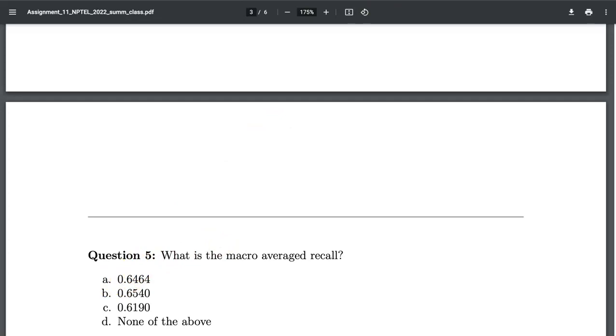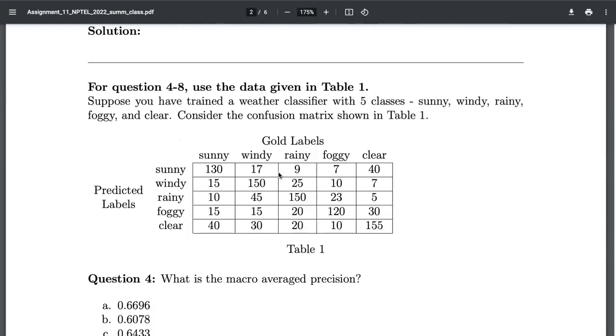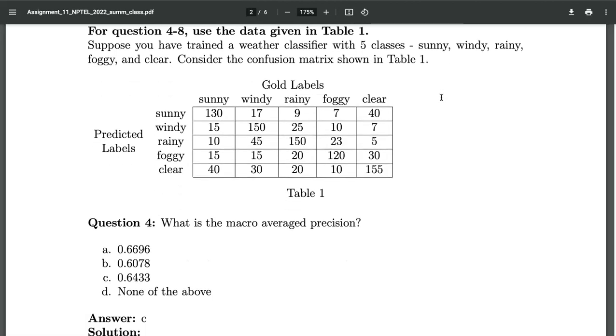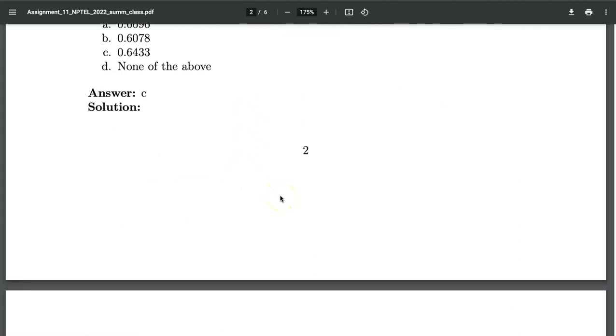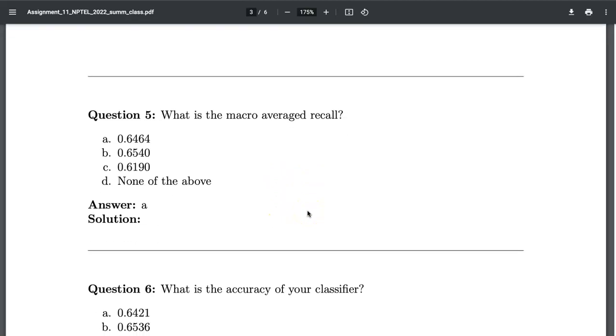So I hope you get the thing. First, from the actual table you need to calculate the individual confusion matrix for individual classes, and from there calculate the individual precision and recall. And then finally you just need to average all these values. So this is the whole process for macro average, macro precision and macro recall.